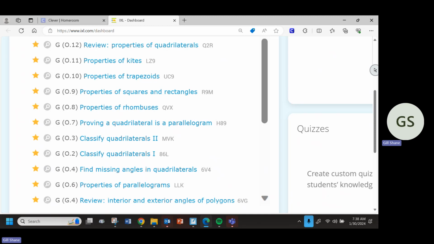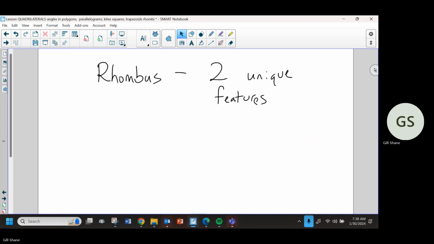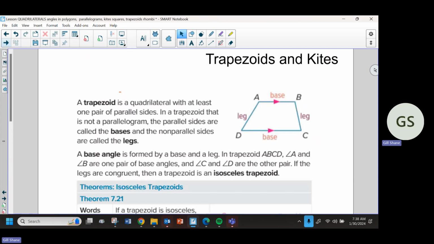All right, back to today. Get your pages out if you didn't already. So we're done with rhombus. We're moving into trapezoids and kites. Again, other shapes, different theorems, different properties.